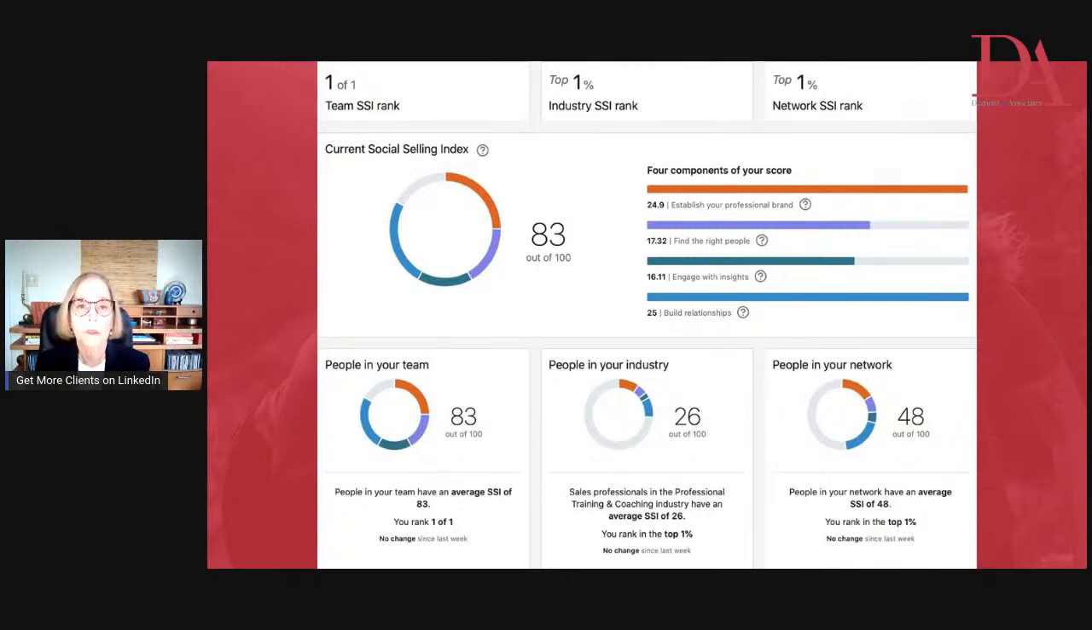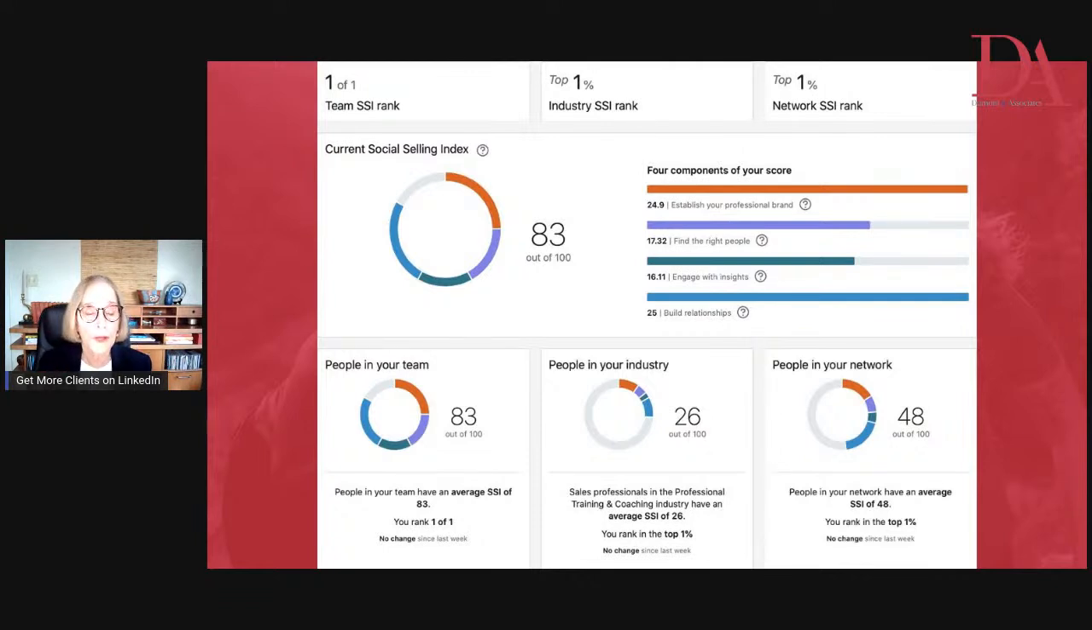Now, when you are looking at this, up here you have your position within your team. Well, only one of my team is actually registered. The other two don't use LinkedIn. So, hey, I'm number one out of one. That's great. Then it's going to give you your industry rank. And you can see in here that when I took this particular slide, I was in the top 1%. And then they look at where you rank in your network. And there again, I was in the top 1%. So I had an 83% social selling index score, and it's updated once a week.